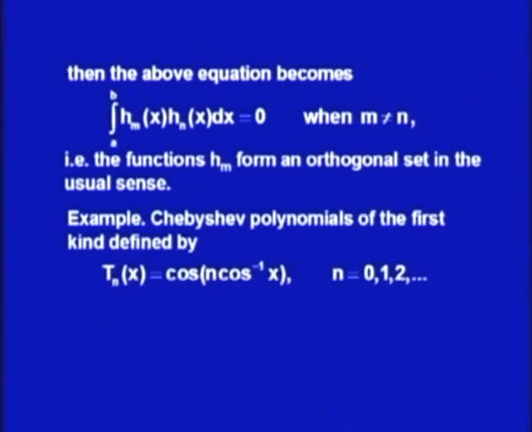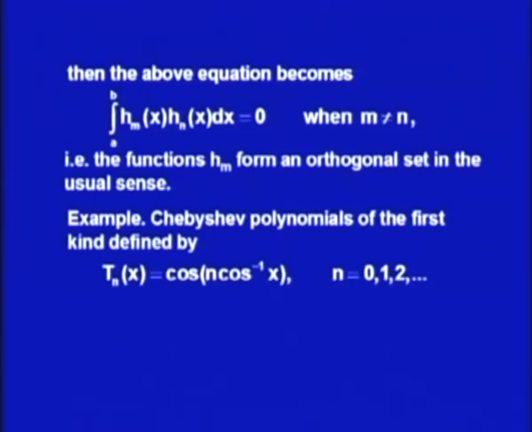For example, let us consider the Chebyshev polynomials of the first kind, which are defined by T_n(x) equal to cos(n cos inverse x), where n is equal to 0, 1, 2, 3 and so on. Now, from here we can see that T_0(x) is equal to 1, T_1(x) is equal to cos of cos inverse x. So, it is x. T_2(x) is cos(2 cos inverse x).